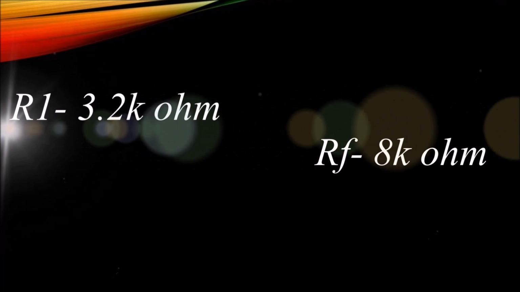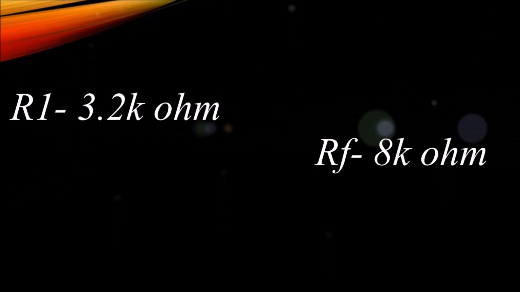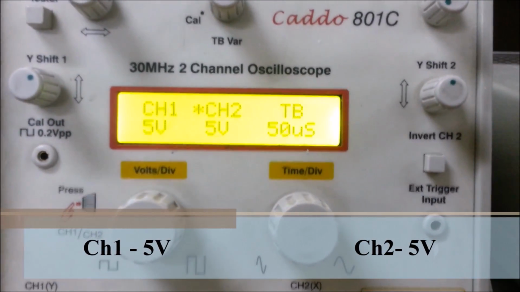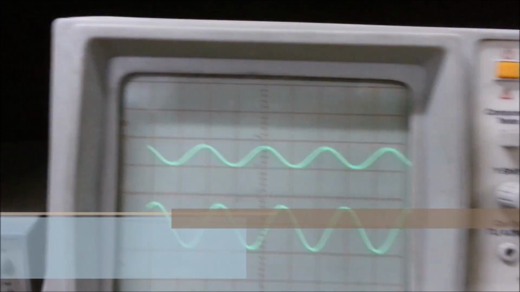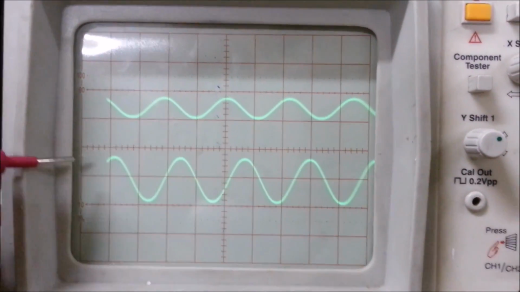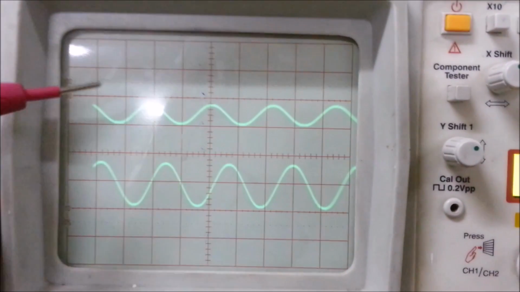Case number 1, that is R1 equal to 3.2 kilo ohms and RF equal to 8 kilo ohms. Note down that channel 1 and channel 2 are at 5 volts respectively. The upper waveform is our input waveform and our lower waveform is our output waveform.